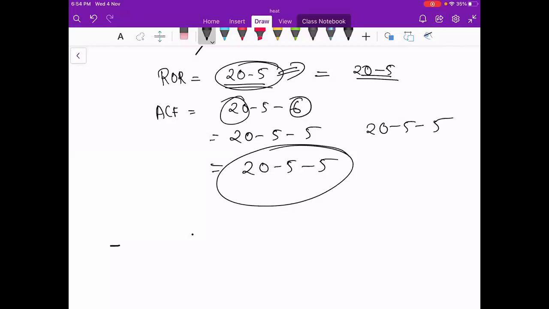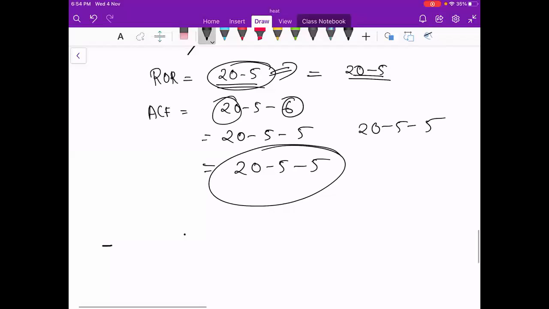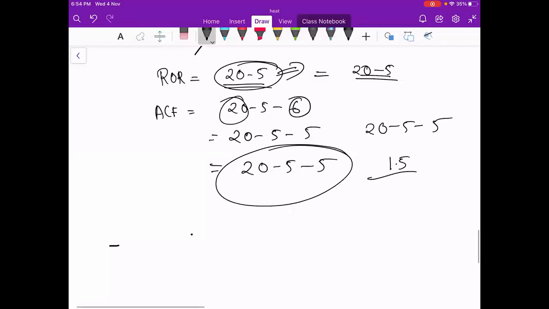Yes, Samit, the last problem of ROR that we have done, what I remember is 1.5 lakh per year is our profit upon 10. This we have done. I think you are asking the same. I think you have written the wrong answer.